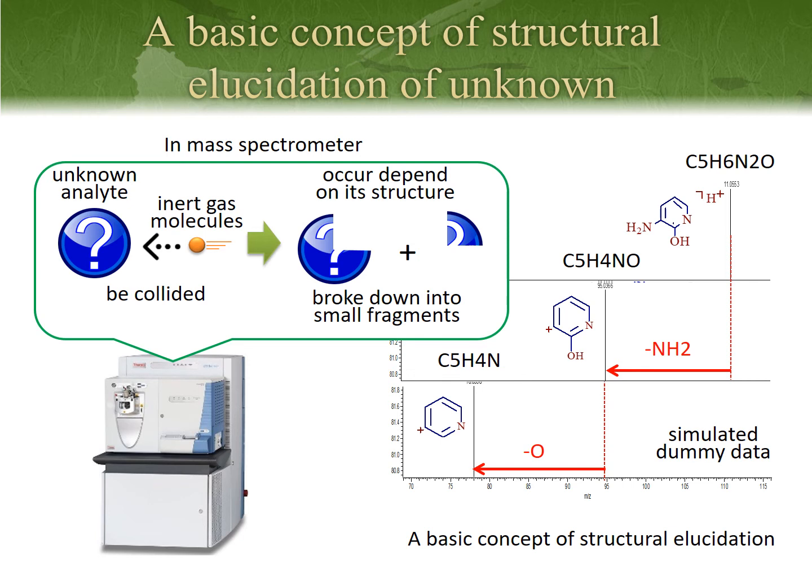For example, in the case of mass of unknown was measured to determine its chemical formula as C5H6N2O, and then broke down the unknown step by step to obtain small fragments, C5H4NO and C5H4N. This unknown may have one pyridine ring, OH, and NH2. This is the very basic concept of structural elucidation on unknown by using mass spec. The detailed way will be explained in another video.